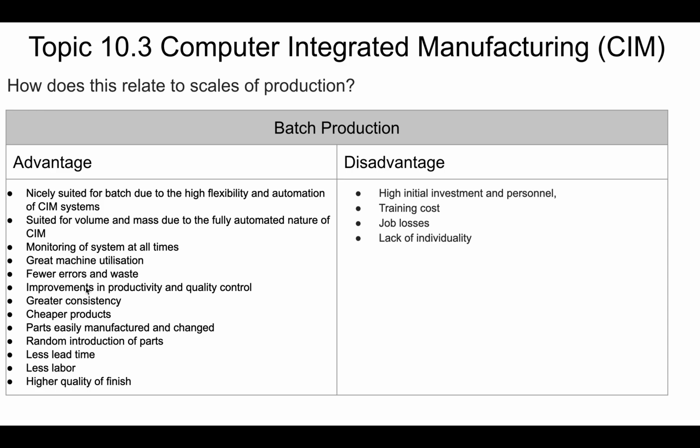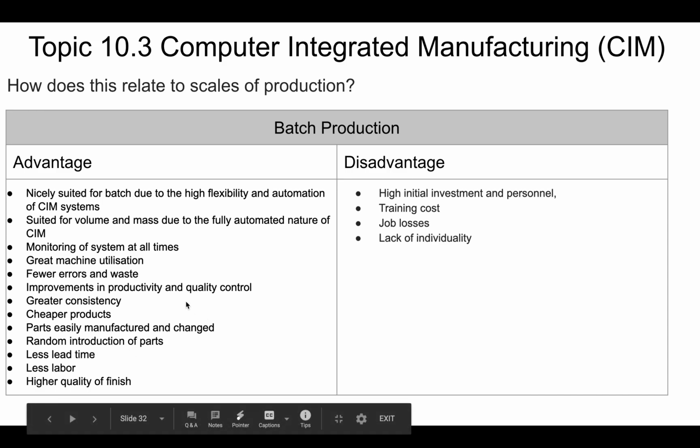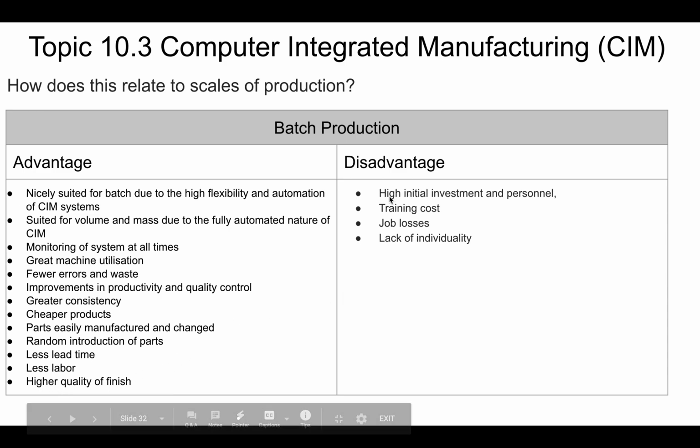There'll be fewer errors and waste, because computers are just better at doing certain routine tasks than we are. There's improvements in productivity and quality control. There's greater consistency. All of these things mean that there's cheaper products. Parts are easier to be manufactured and changed. They can do random introductions of parts, so randomly they can introduce new parts. There's less lead time, so it doesn't take as long to make something. There's less labor, so that's a cost-saving thing. But again, it goes back to the disadvantage of job loss, and you get a higher quality product.